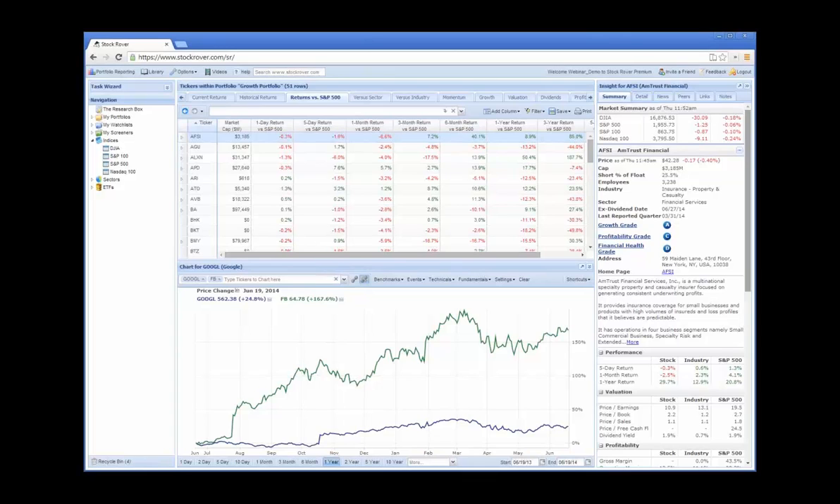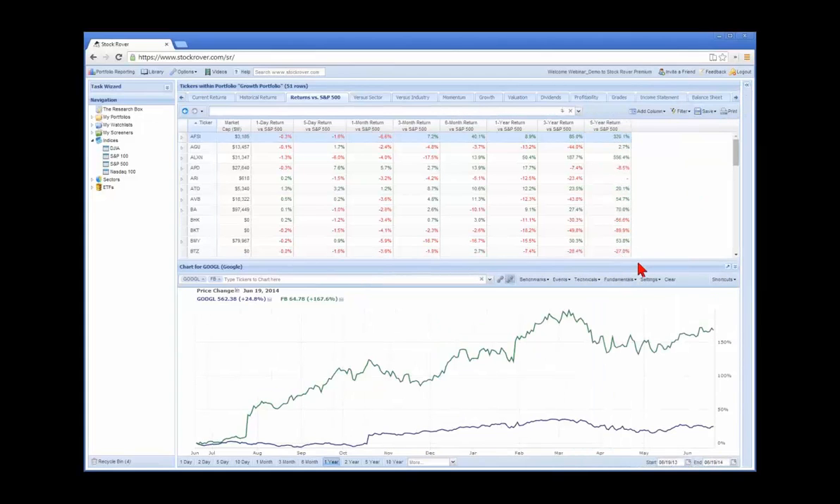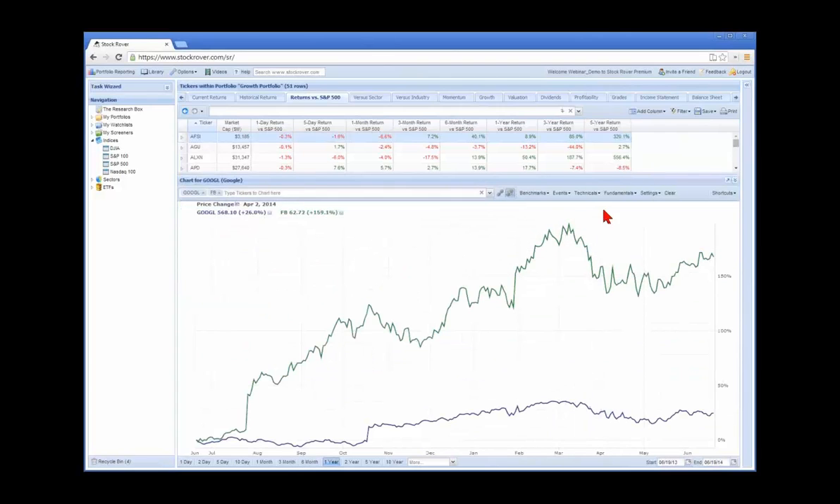So today, we're going to largely focus on the chart. What I'm going to do is minimize the Insight panel by clicking this double arrow icon on the top there. That makes it wider, and I'm also going to drag it taller, so that we can get a nice look at the chart and have it take up most of the Stock Rover screen. Premium users can also pop out the chart in a separate window if they want by clicking the diagonal arrow there.